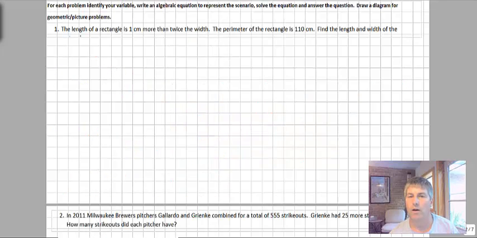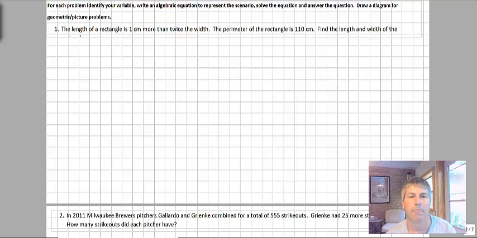So let's go ahead and do some sample problems. For each problem, you want to identify your variable, write an algebraic equation that represents the scenario, solve the equation to answer the question, and you might have to draw a diagram. So we're going to start right off the bat. The length of a rectangle is 1 centimeter more than twice the width. The perimeter is 110. Find the length and width of the rectangle. For some reason, that whole word problem isn't listed in there, but that's what we want. We want to find the length and width of the rectangle.